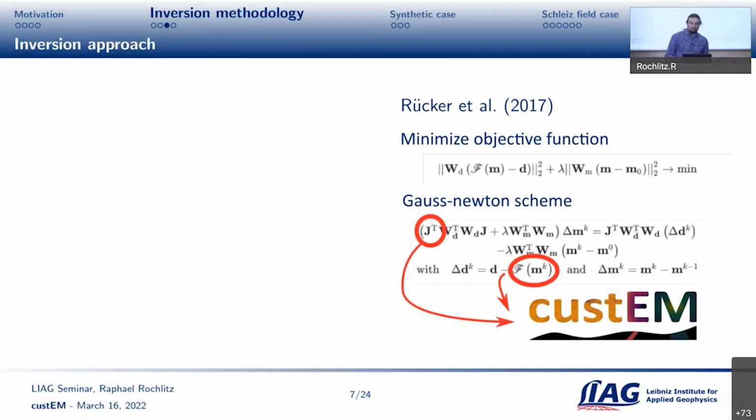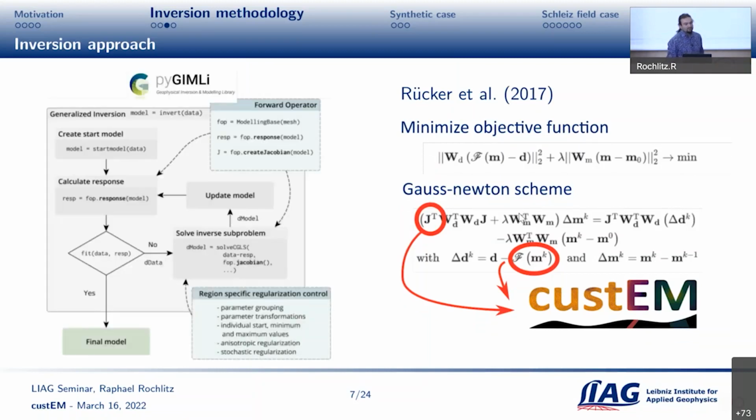And the procedure we are using is a Gauss-Newton scheme, which is quite established in EM inversion, but also in other methods. And this Gauss-Newton scheme is already implemented in the well-known pyGIMLi library, which is programmed by Thomas Günther and colleagues. So I think you all heard about pyGIMLi. Meanwhile, we have this Gauss-Newton scheme and the minimization procedure in an object-oriented environment.